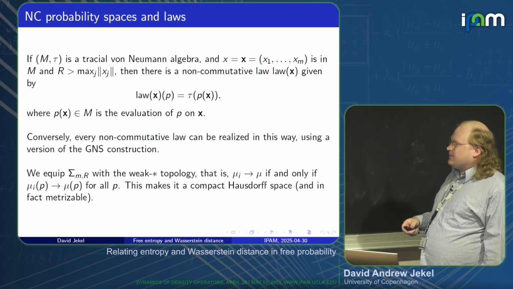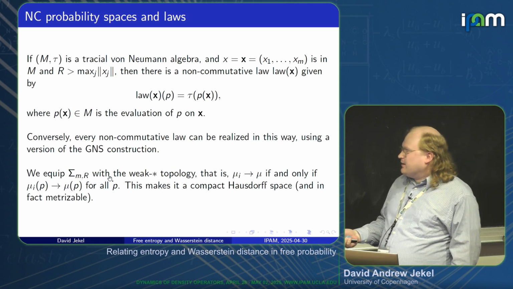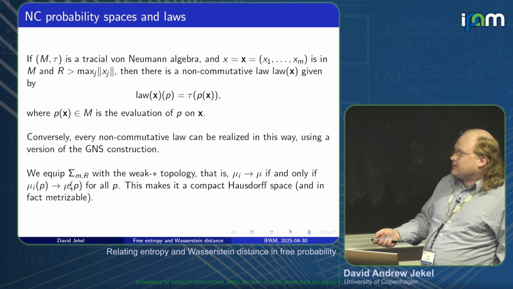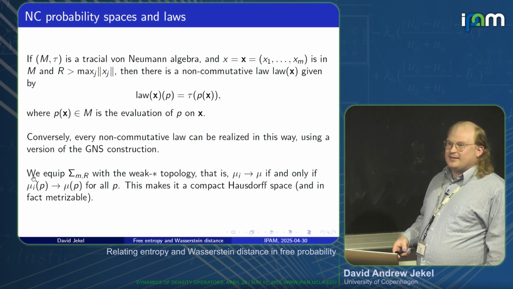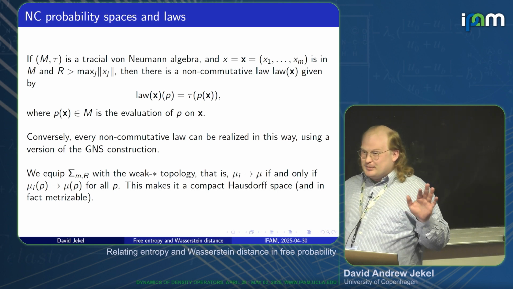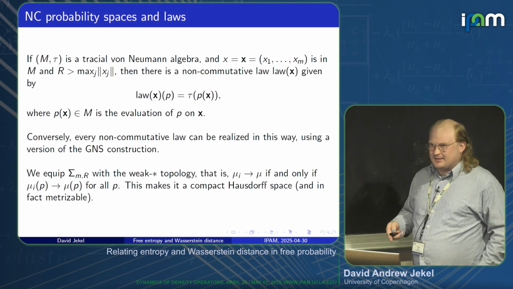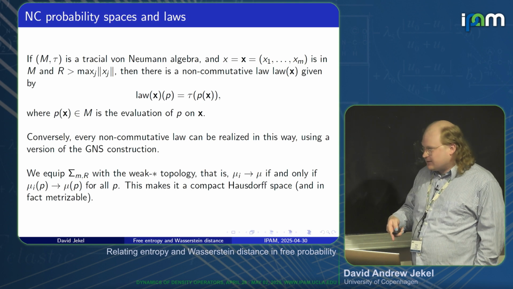But every non-commutative law arises in this way, and there's also a natural weak star topology, which is given by pointwise convergence, meaning convergence of each moment. Here again, if you remove the bound on the operator norm, then you want to think carefully about what topology you want. But if it's bounded, there's a clear answer for the weak star topology.